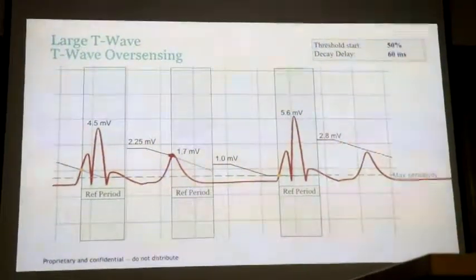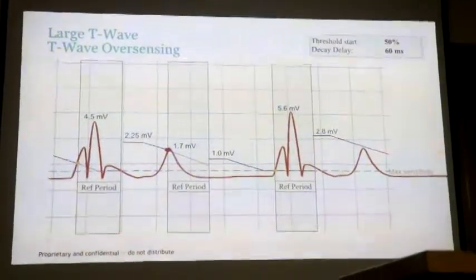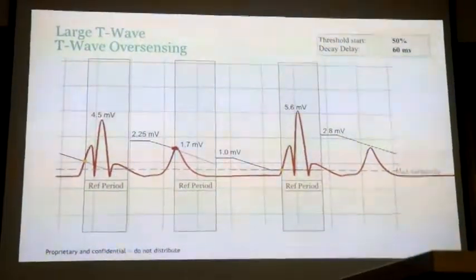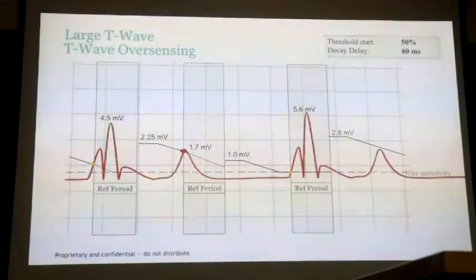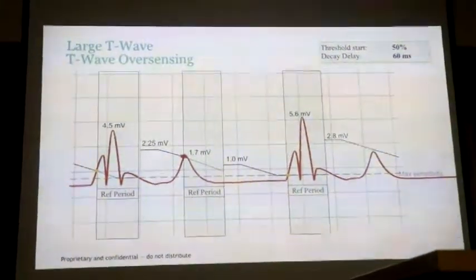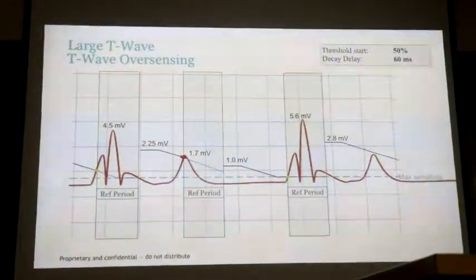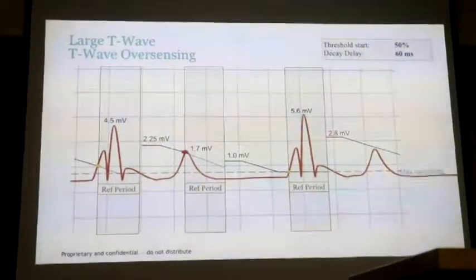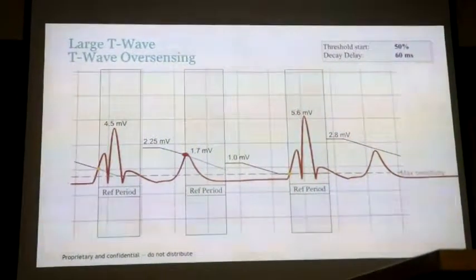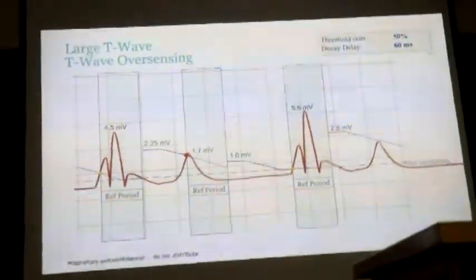Okay, so how might you change this? You might change this by possibly extending the decay delay a little bit, or you could even increase the threshold start. What's better? It depends on the ratio of this to this. So that's why we ask you, if you send us the electrograms and the device settings, we can run it through a computer and work out which is better, basically, which is the least alteration from baseline.